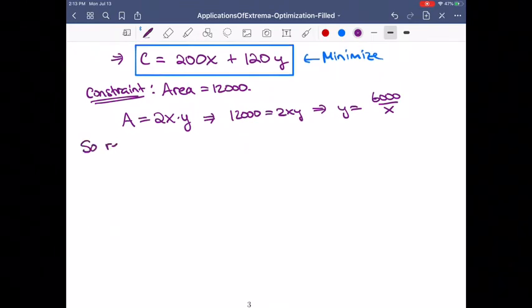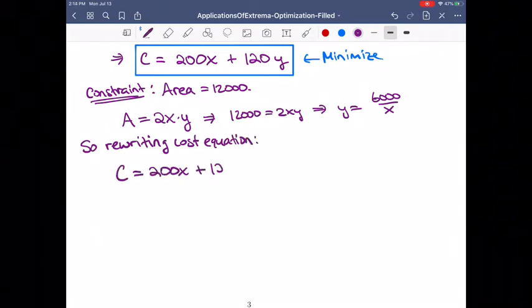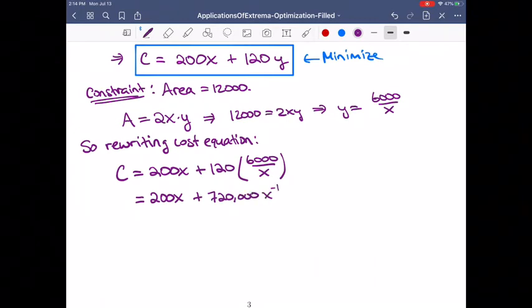Rewriting the cost equation, we have C equal to 200x plus 120 times 6,000 over x. I can simplify this to 200x plus 720,000 times x to the minus 1. This is our cost, the thing we want to minimize. And now we have only one variable.